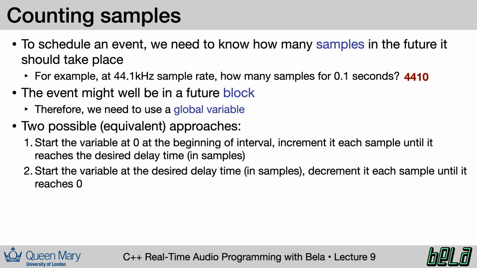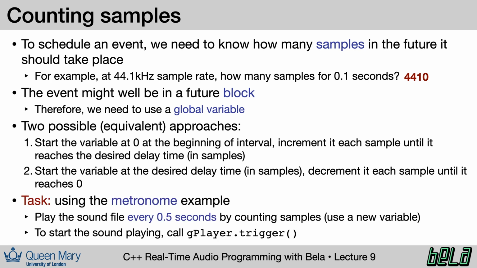The first approach starts the variable at a value of 0 and increments it each successive audio sample. Once it reaches the desired count, then we know that the right amount of time has gone by and we can do whatever it is that we want to do. The other equivalent approach is to start the variable with the desired delay time stored in it and decrement the variable every single sample until it reaches 0, and then at that point you can generate the event.